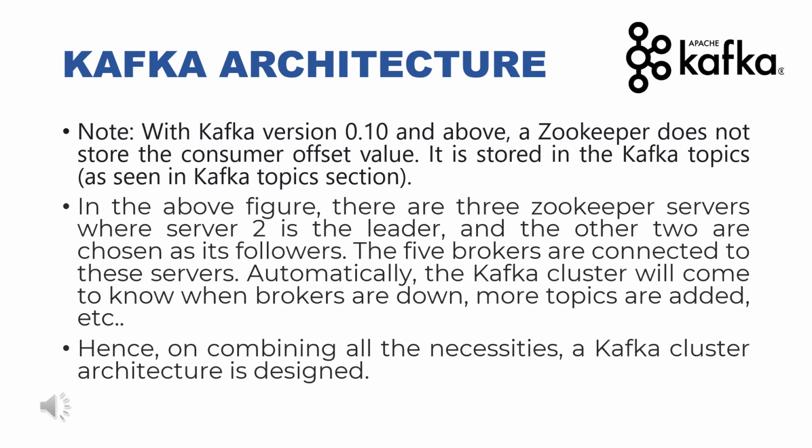Note that in Kafka version 0.10 and above, a zookeeper does not store the consumer offset value. It is stored in the Kafka topics itself. So the above figure is explained here. There are three zookeeper servers, where server 2 is the leader and the other two are chosen as its followers. The 5 brokers are connected to these servers. Automatically, the Kafka cluster will come to know when brokers are down or more topics are added. Hence, on combining all the necessities, a Kafka cluster architecture is designed.